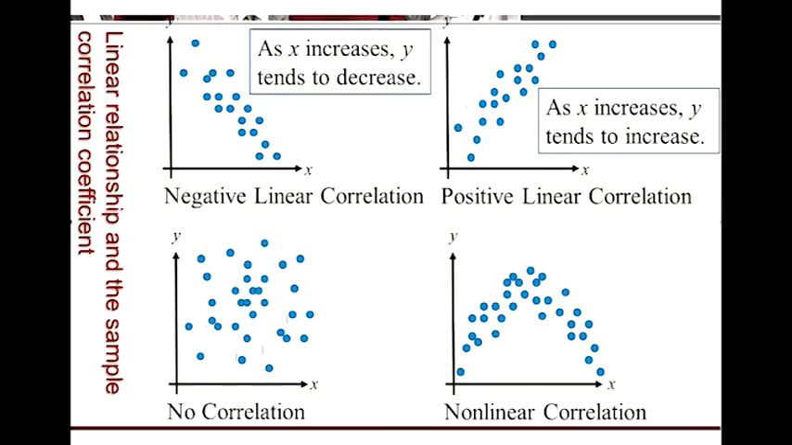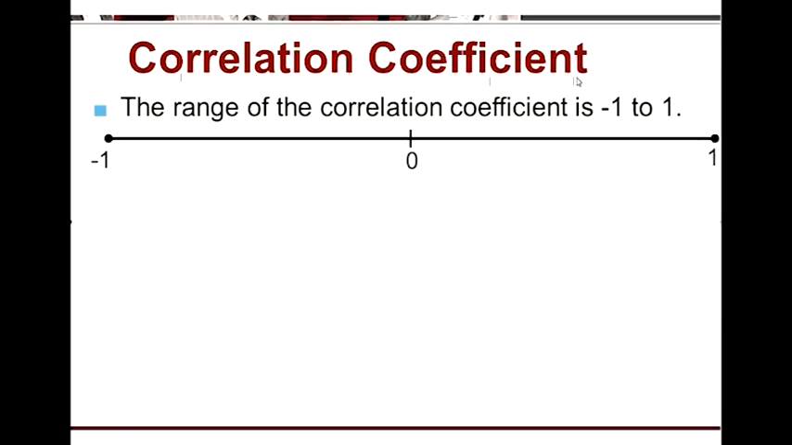And occasionally you'll find an actual nonlinear, some other shape to the correlation. We will limit ourselves in this course to linear correlations. So that's essentially a negative, a positive, or a no correlation. In a negative, as one increases, the other decreases. And positive, they both increase together. And no correlation, they're sort of all over the place.